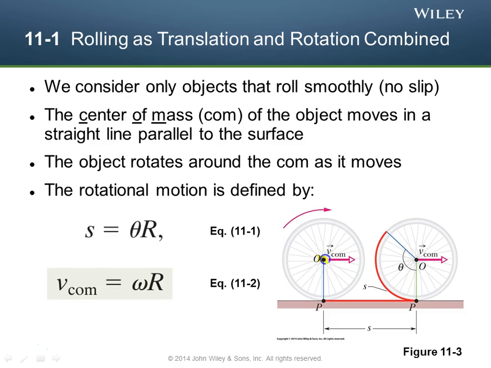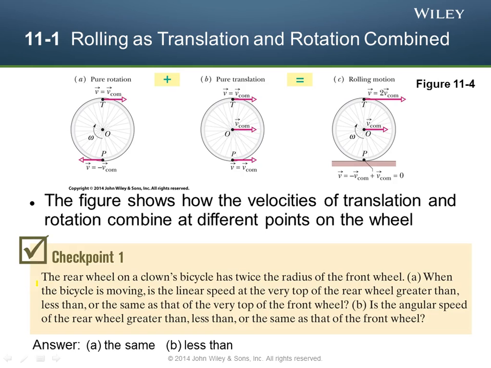So think of a wheel rotating about its center of mass, which would be in the center of that wheel. And the arc length that it rotates through, since there's no slipping, is going to be equivalent to the translational distance. So we're going to call that S, and S is just theta times r, theta being the angle through which we rotate. And then from that, we can find that the velocity of the center of mass is omega times r, where omega is the angular velocity.